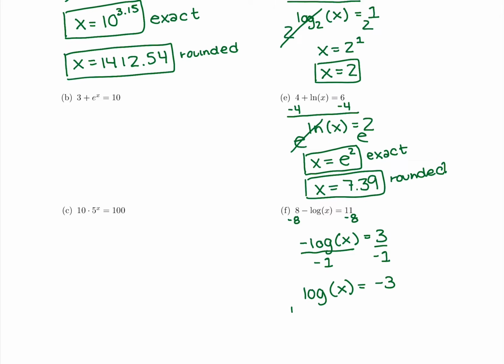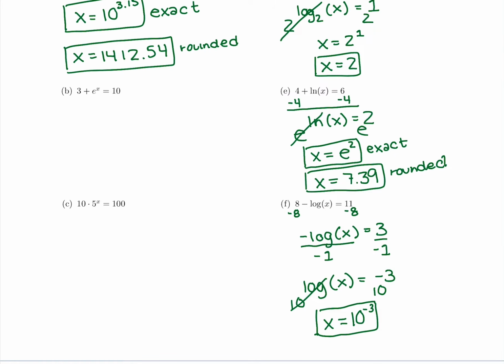And to get rid of the log, we're going to raise it from base 10, since that's the base for the common log. So x equals 10 to the negative 3. There's my exact answer. The exact answer is whatever answer you have before you plug it into your calculator. And then we can get the calculator answer by plugging in 10 to the negative 3, which is going to give us 0.001.